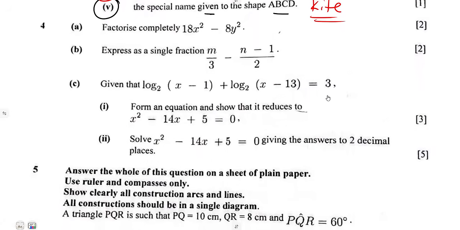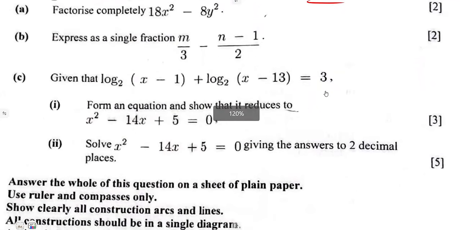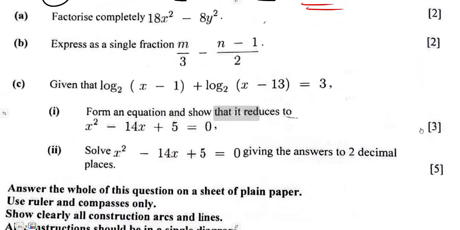Okay, then factorize on question number 4. You are given to factorize. All right, so let's consider A. That is question number 4. This one, A, factorize this. So considering the highest common factor between 18 and 8, that's 2.